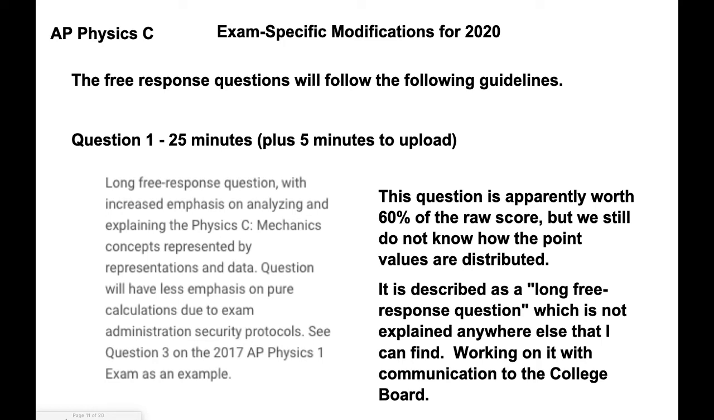Apparently this question is worth 60% of the raw score. We do not know right now how the point values are distributed. It's described as a long free response question, which is not explained anywhere else that I can find. I am working on that with communications with the College Board, so maybe I'll know soon.